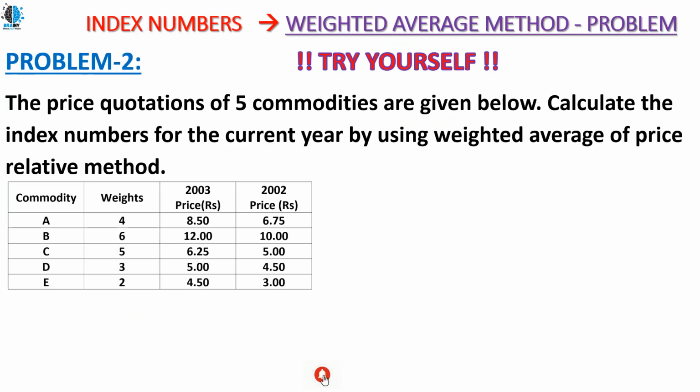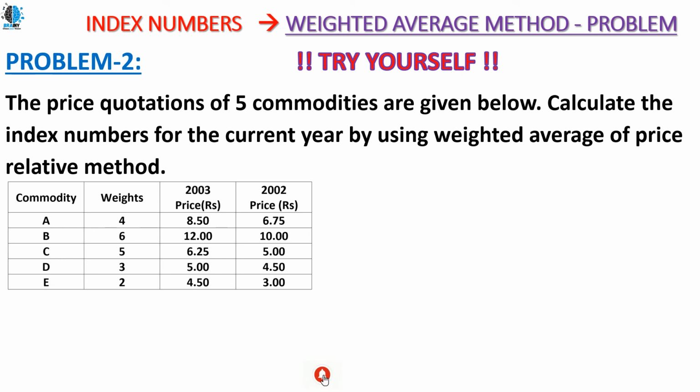Let's see the next problem. This is a problem of the weighted average method, problem 2, and you have to try it by yourself. The question is: the price quotation of 5 commodities are given below. Calculate the index number for the current year by using the weighted average of price relative method. In this you have to calculate both arithmetic mean as well as geometric mean. You know the formulas of arithmetic mean and geometric mean.